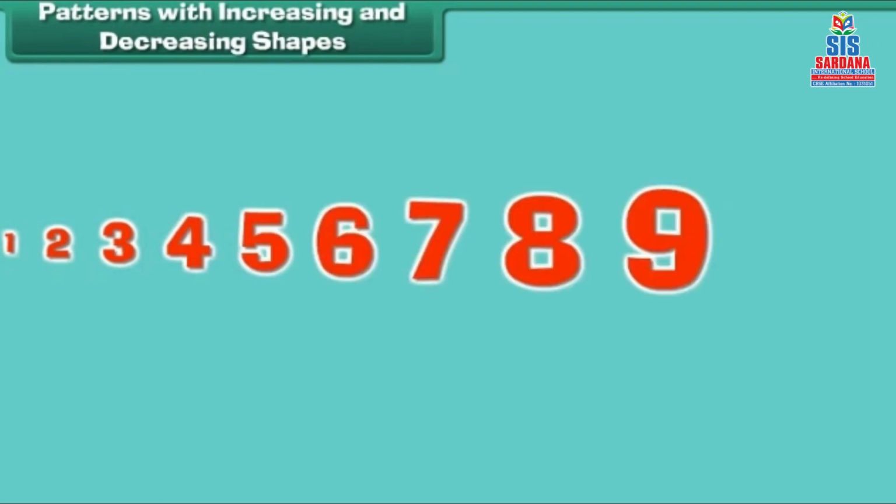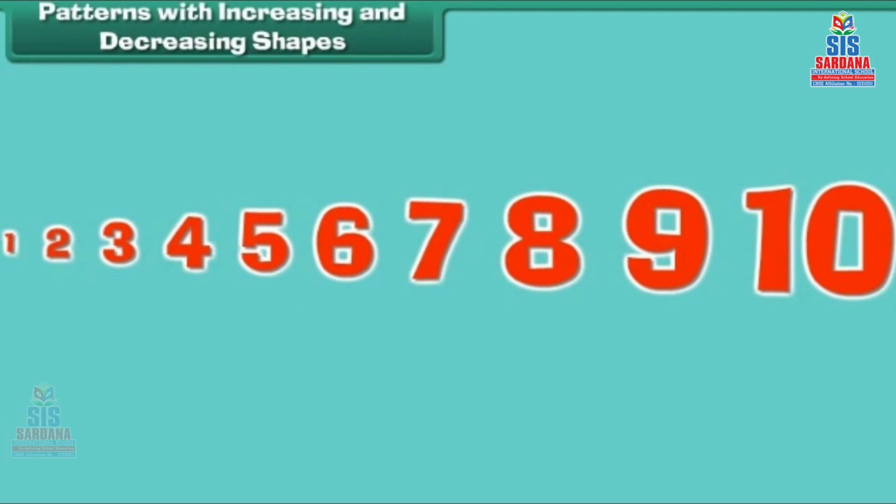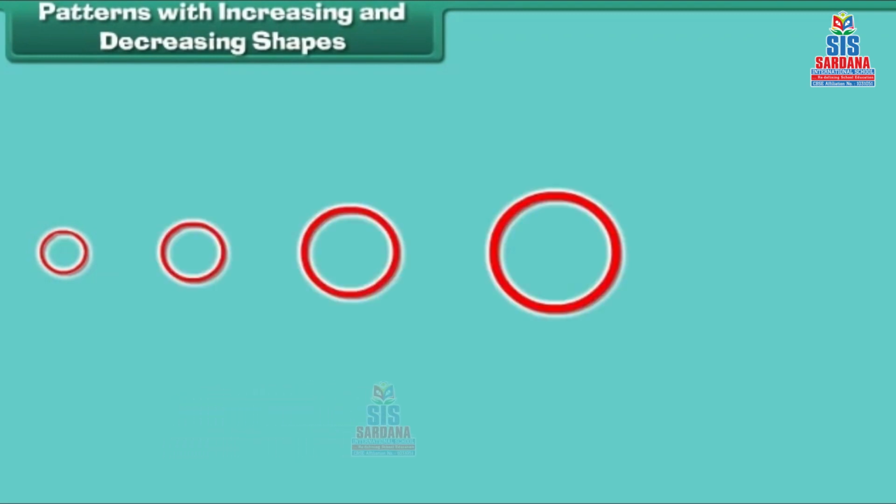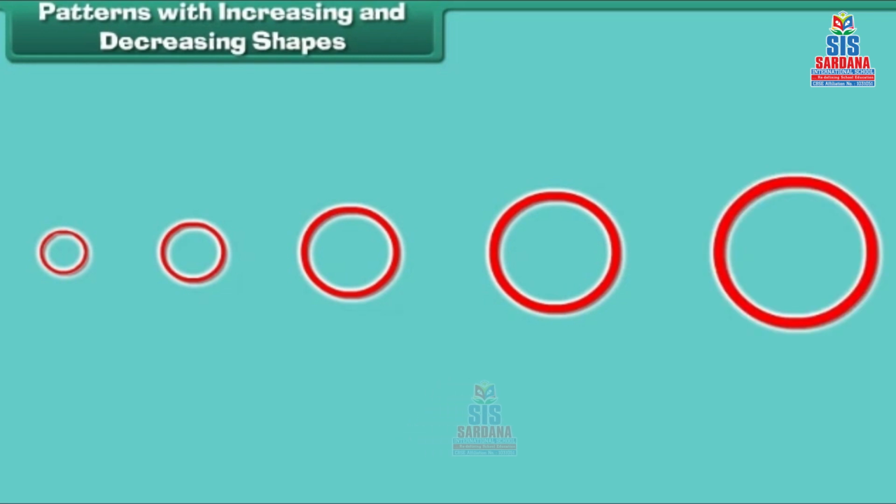Patterns with increasing and decreasing shapes. We can form patterns by increasing and decreasing the number or size of shapes. Let us see how. Look at this arrangement of shapes. 1 circle followed by 2 circles, followed by 3 circles and so on. This is a pattern because the circles increase in a definite order.